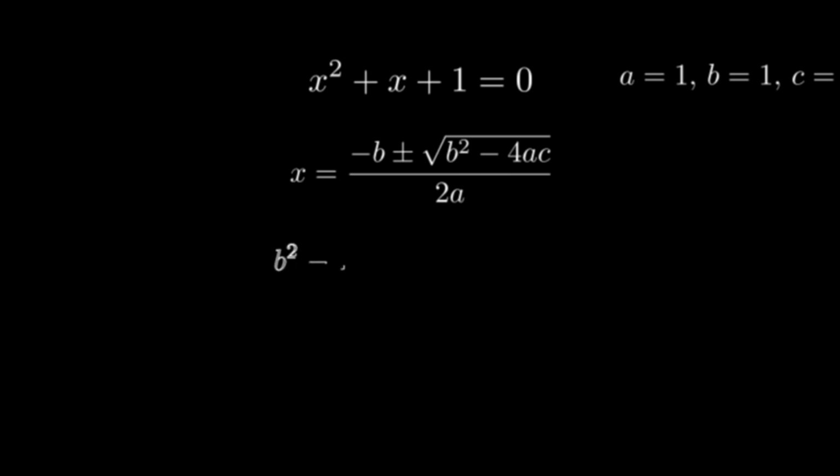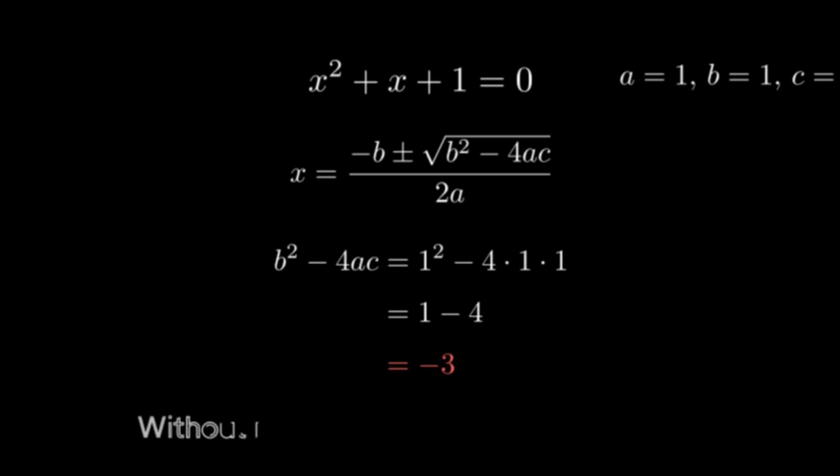The key to understanding the nature of our solutions lies in the discriminant, which is b squared minus 4ac. The discriminant tells us how many real solutions exist. If it's positive, we have 2 real solutions. If it's 0, we have 1 real solution. And if it's negative, we have no real solutions. Our discriminant is -3. This is significant because a negative discriminant means we'd need to take the square root of a negative number, which isn't possible in the realm of real numbers.